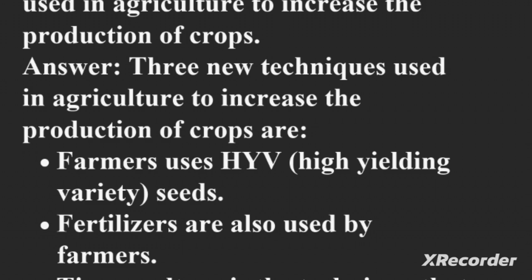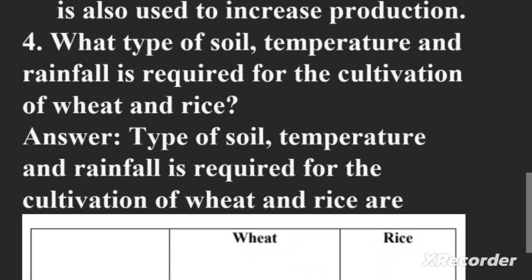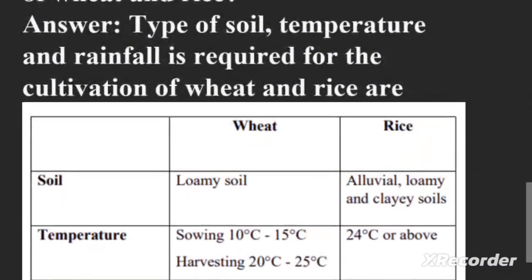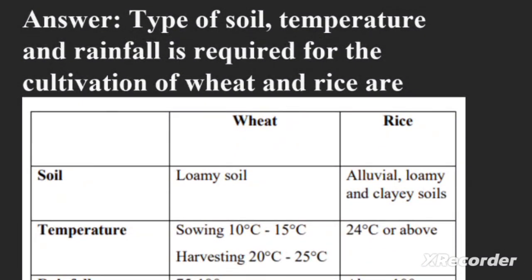Coming to question number 4. What type of soil, temperature and rainfall is required for the cultivation of wheat and rice? The type of soil, temperature and rainfall required for the cultivation of wheat and rice are as follows.